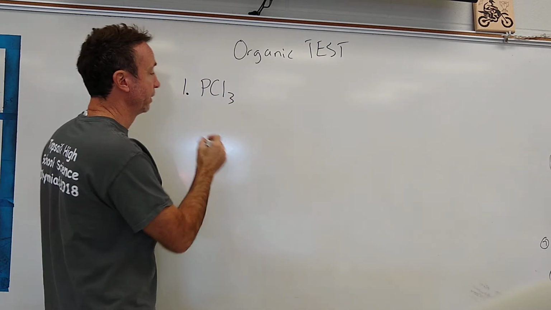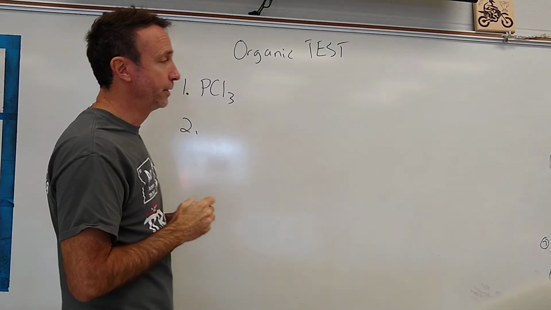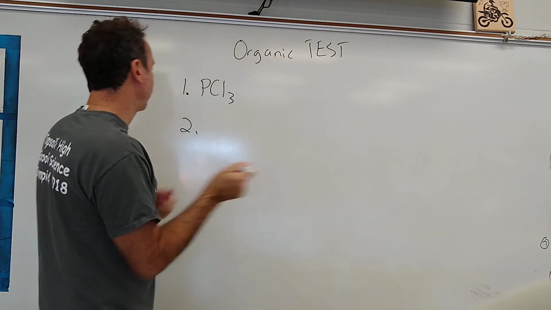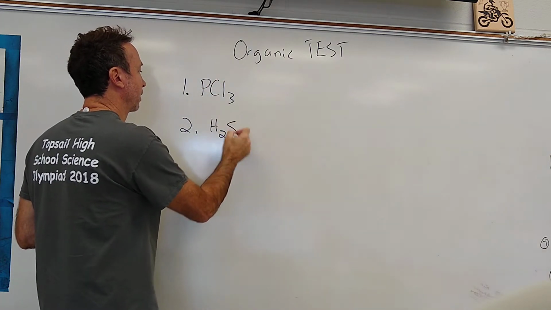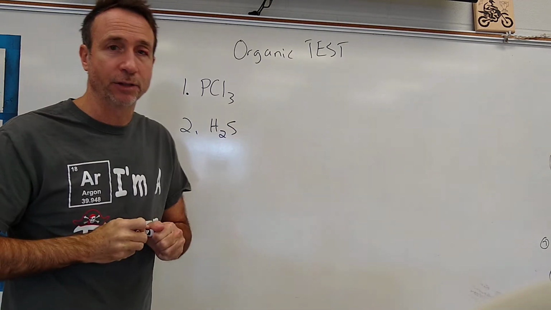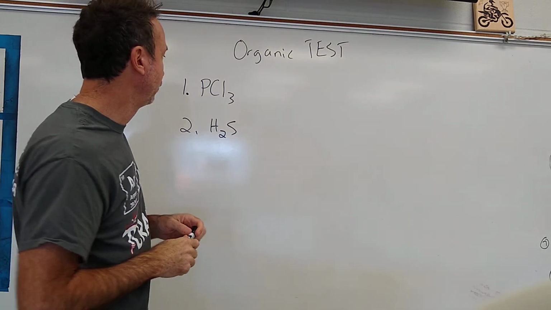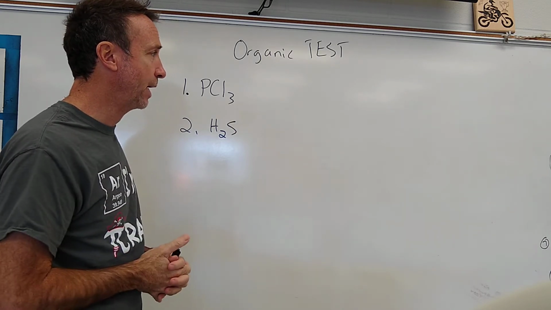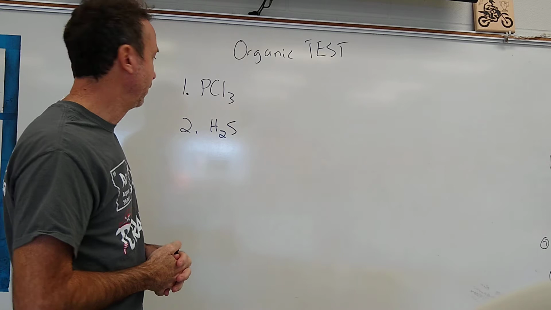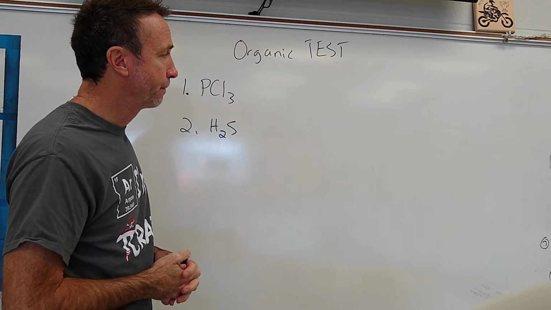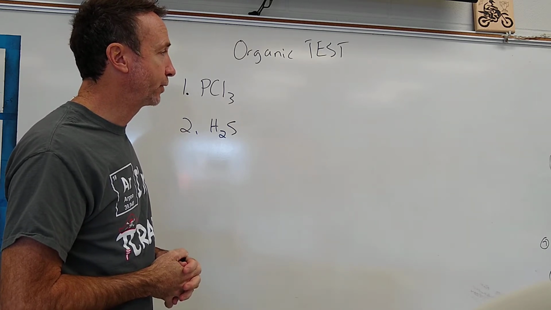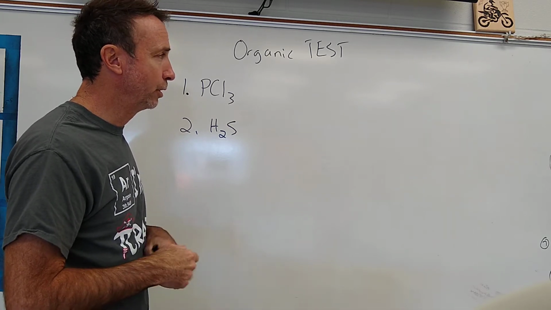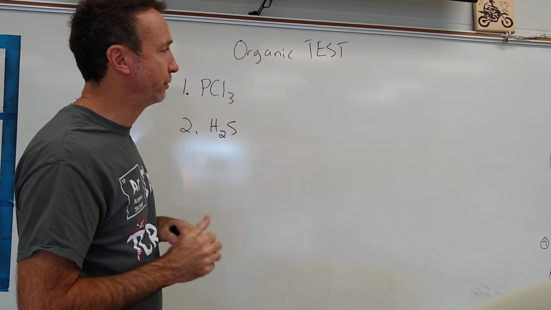All right. Number 2, here are the things I need for number 2. H2S. You're going to draw that, you're going to label the shape, and I need you to include whether it is polar or nonpolar. And then I want you to include any unbound pairs that you need, okay?